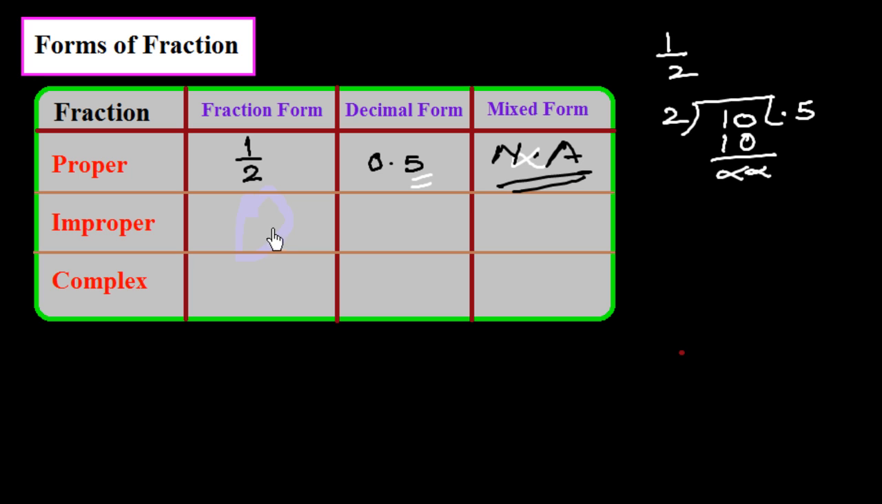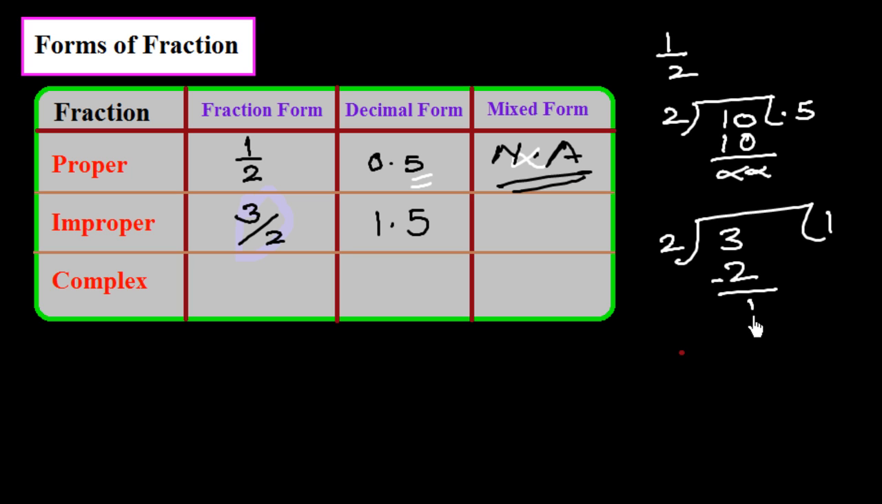Now I explain the improper fraction. If we have 3 over 2, we could write this in decimal form, which is 1.5. I explain how we get this. Because 3 is in the numerator, the numerator we always divide by the denominator. So 2 times 1 is 2. Now we subtract this, we get 1 here. I put a decimal point here, so we get 10, and 2 times 5 is 10, and the remainder is 0. So it is 1.5 here.